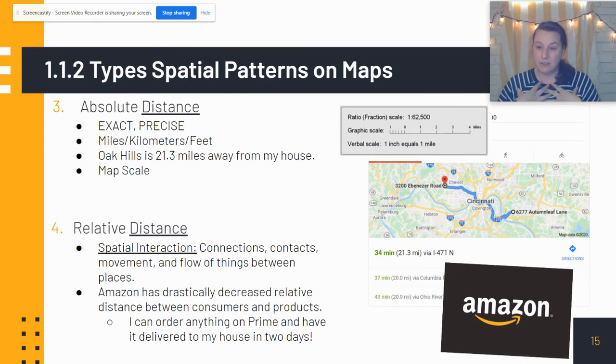The relative distance between me and, maybe I don't know, what did I last buy? The bookstore, right? Is no longer far because Amazon has bridged that difference. It doesn't matter how many miles away the bookstore is. I'm still going to get my books in 2 days. Okay.